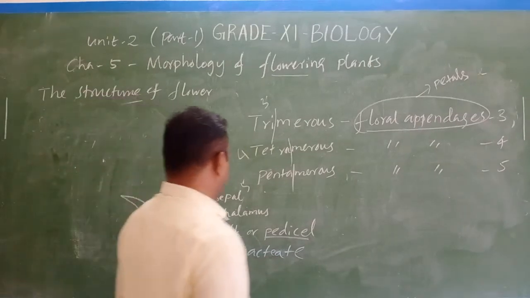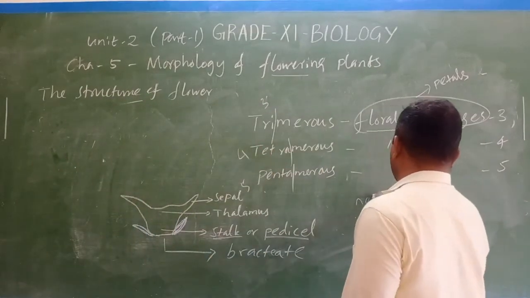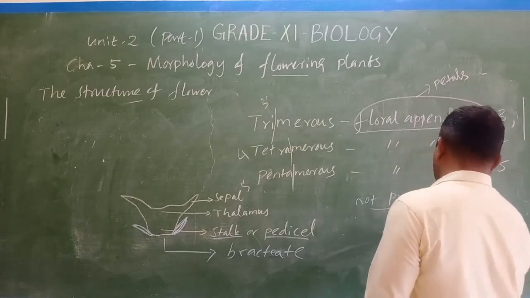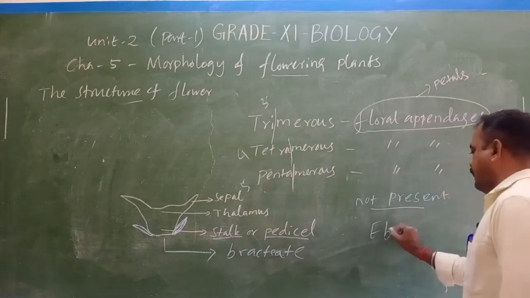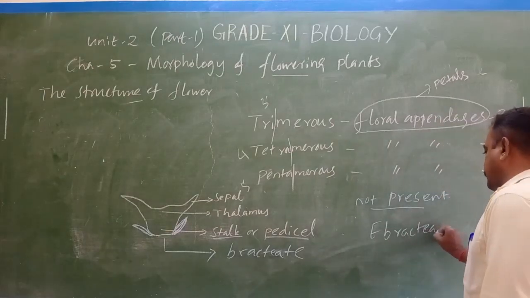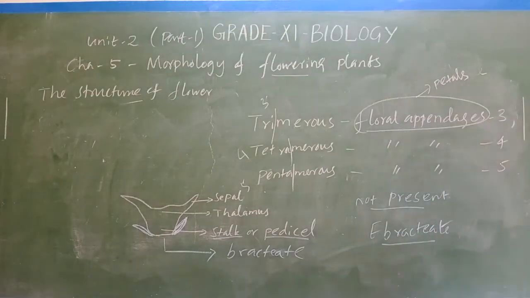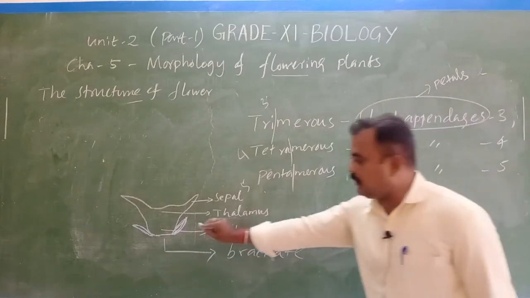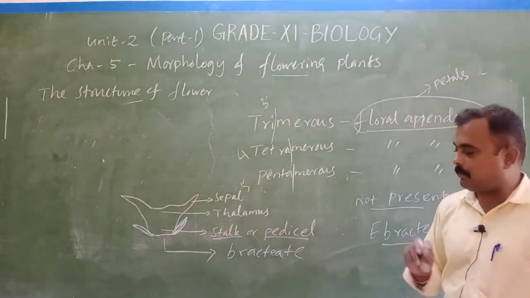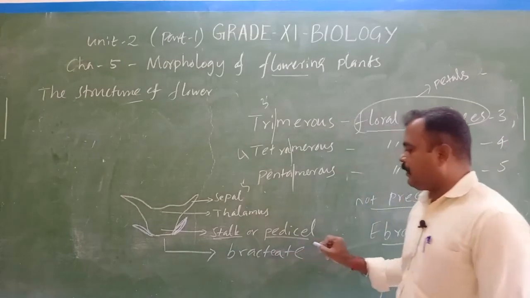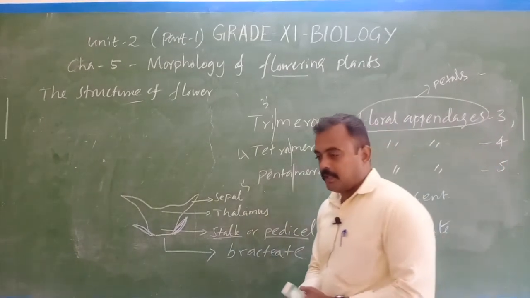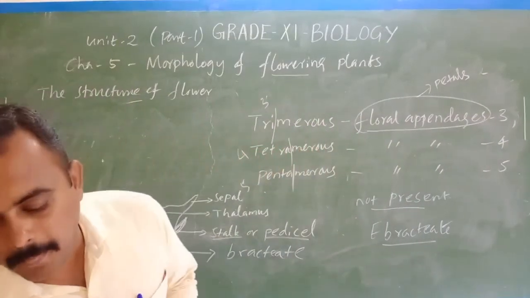If that leaf is not present, it is called ebracteate. Ebracteate means the leaf at the base of the stalk is not present. If it is present, it is bracteate. Okay, I hope you all understood.